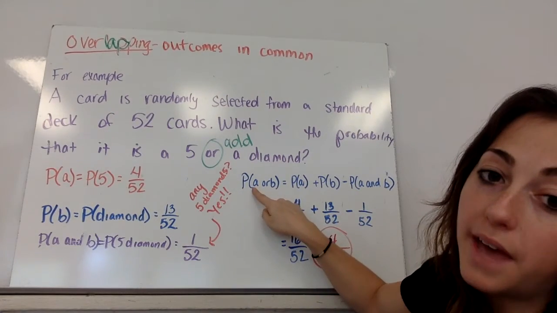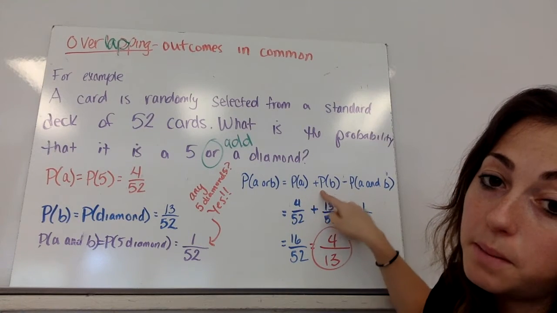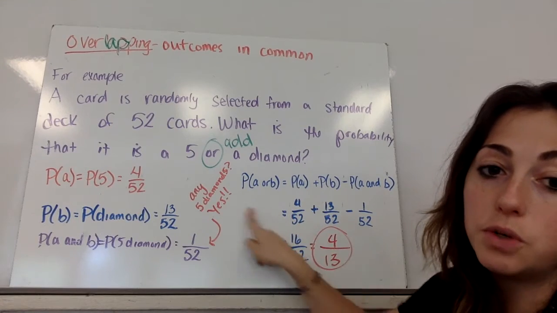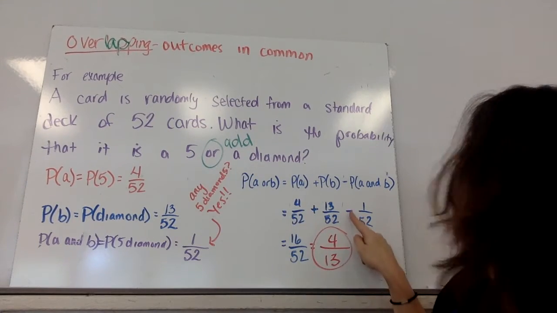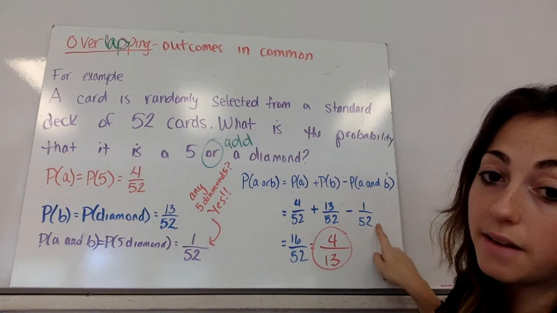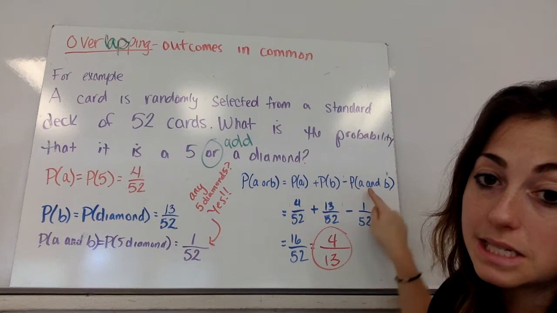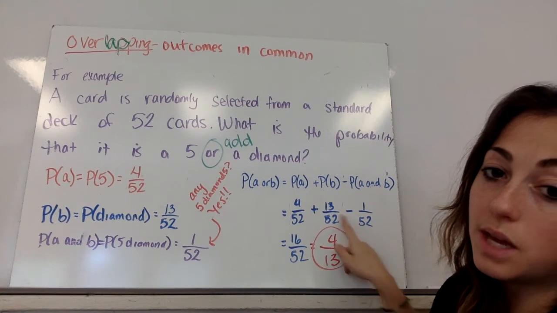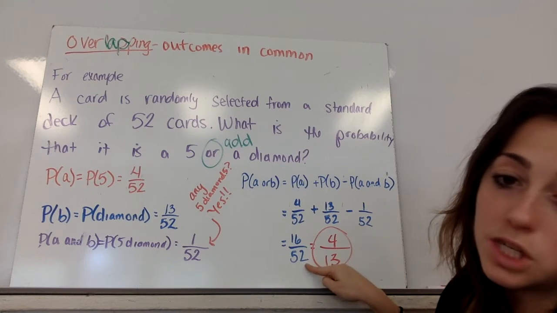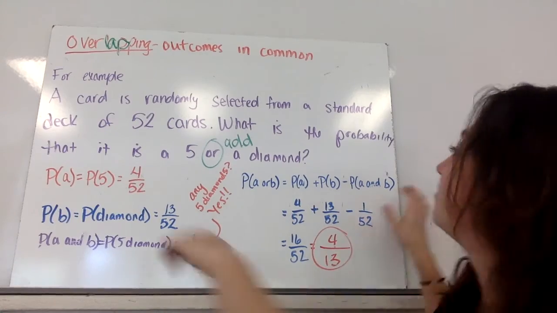So we have the probability of A or B equals the probability of A plus the probability of B minus the probability of A and B. So I have 4 out of 52 for my 5s, plus 13 out of 52 for my diamonds, and then minus 1 out of 52 for both, the and. And so then I have 4 plus 13 is 17, minus 1 is 16 out of 52, which I reduce to 4/13. Yay!